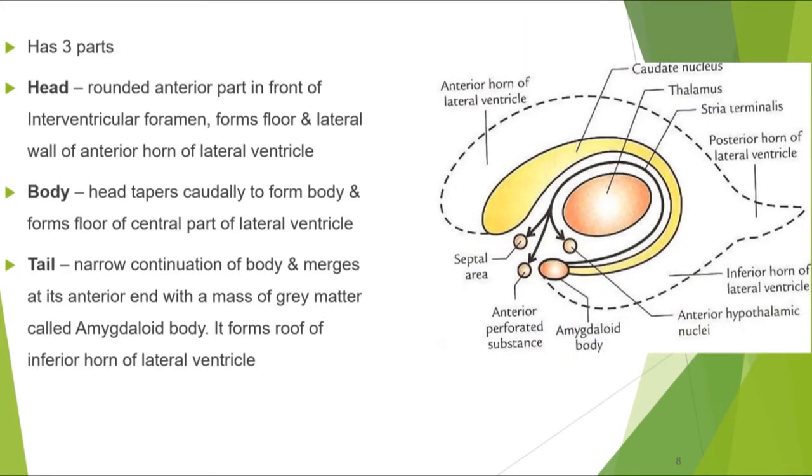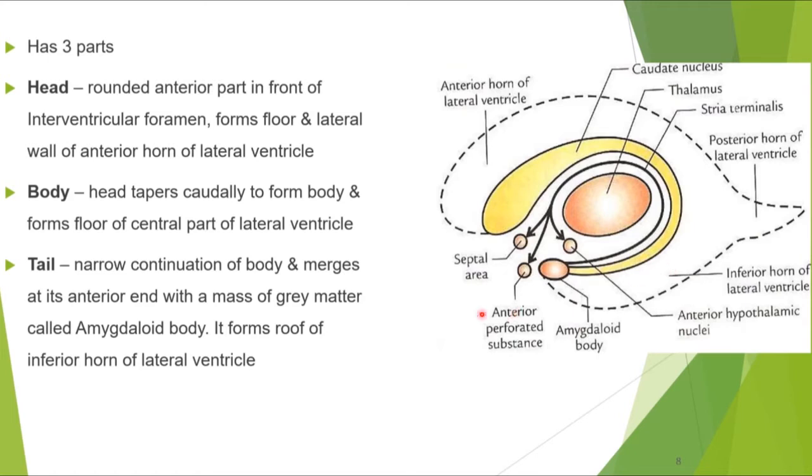The caudate nucleus consists of three parts: the head, the body, and the tail. The head is the rounded anterior part in front of interventricular foramen, forms the floor and lateral wall of anterior horn of lateral ventricle. The head tapers caudally to form the body, and the body forms the floor of the central part of lateral ventricle. The body further tapers down, narrows, and merges at its anterior end with a small mass of grey matter known as amygdaloid body. The tail forms the roof of inferior horn of lateral ventricle.